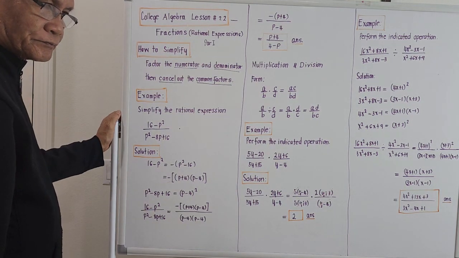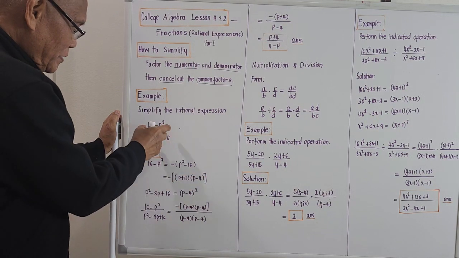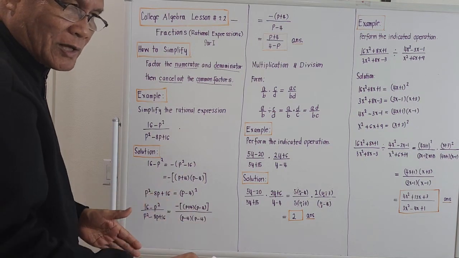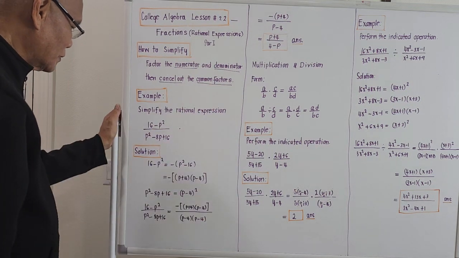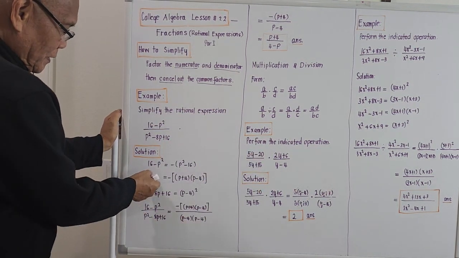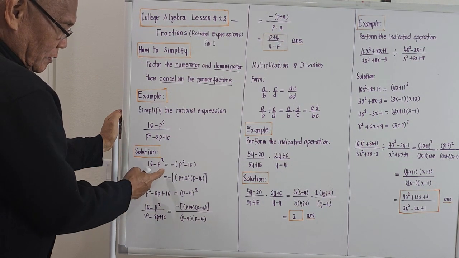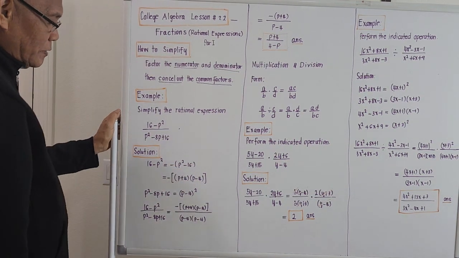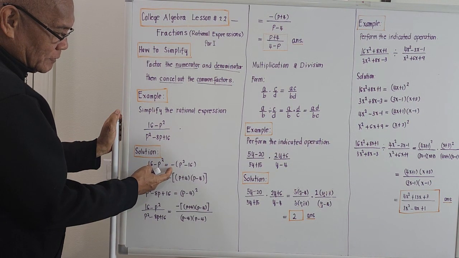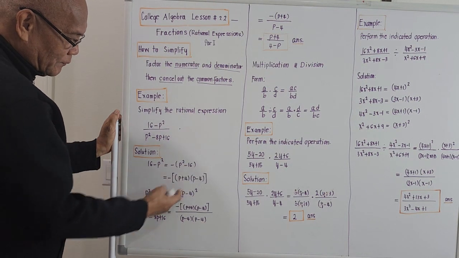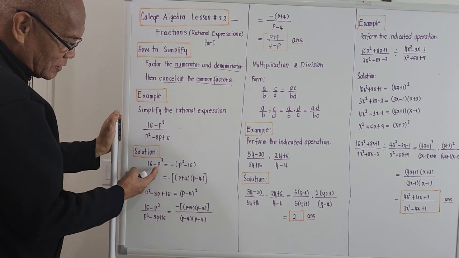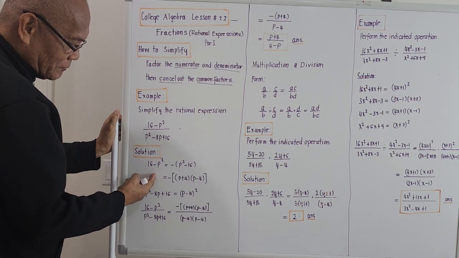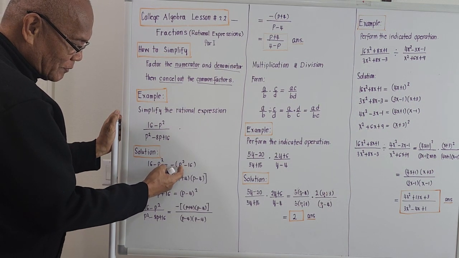According to our concept, try to express the numerator and denominator as a product of special factors. If it could be factored out as a special factor, do it. Let's proceed with the solution. We'll do it separately. 16 minus p squared can be equal to negative open quantity p squared minus 16 closed quantity. I bring out this negative sign, then multiply it by p squared minus 16. A negative 1 times p squared is negative p squared, and a negative 1 times negative 16 is plus 16.